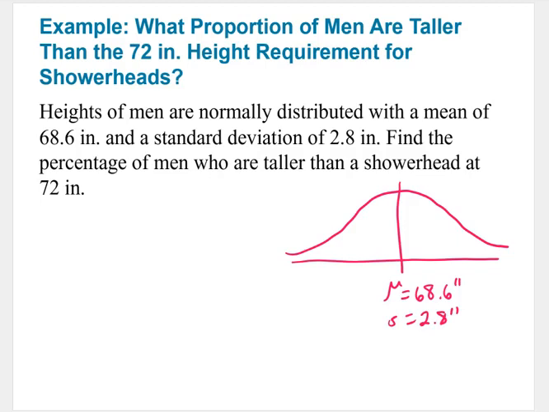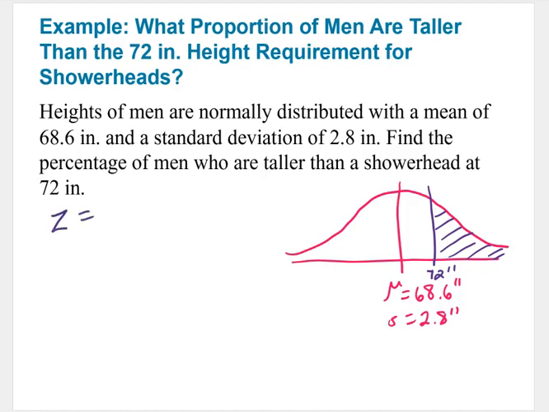Okay, so we want to find the percentage of men that are taller than the shower heads, which are at 72. So they want to find this area over here, taller. Okay, so we're going to find the z-score for 72, and then we're going to use our chart or technology to find this area to the left, and then do 1 minus. So we're going to use the complement there. So first thing we need to do is calculate the z-score.